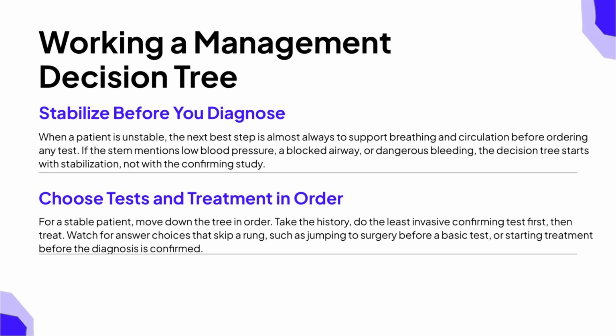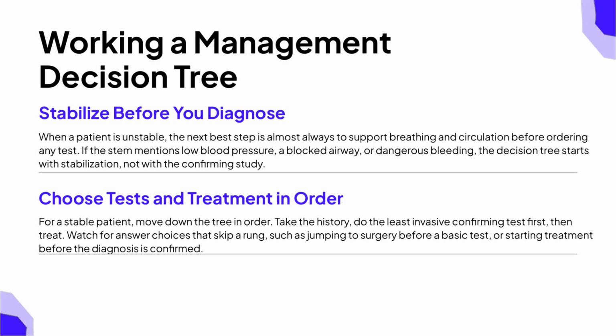Let us talk about how to work a management decision tree, because the next best step questions live and die on sequence. The first principle is to stabilize before you diagnose. If the patient is unstable, the next best step is almost always to support breathing and circulation before ordering any test. If the stem mentions dangerously low blood pressure, a blocked airway, or serious bleeding, the tree starts with stabilization, not with the confirming study.